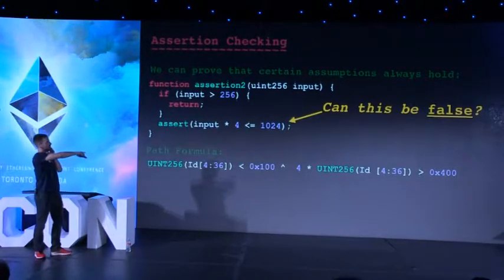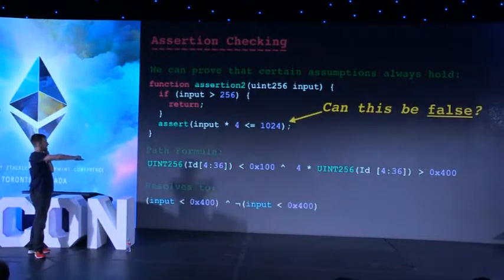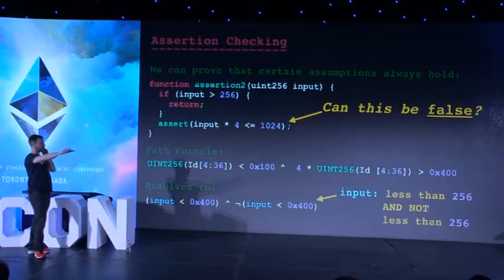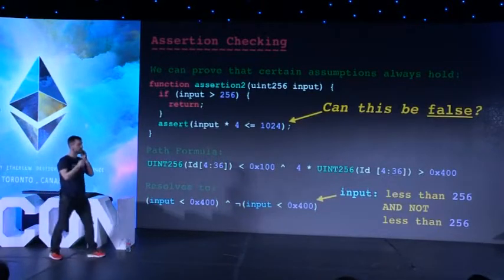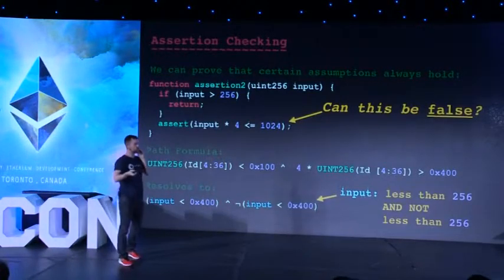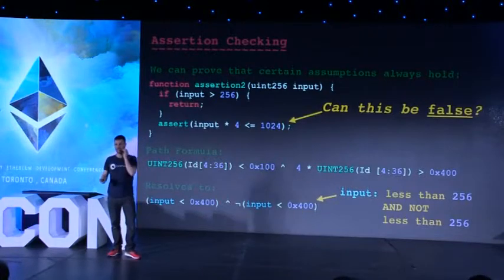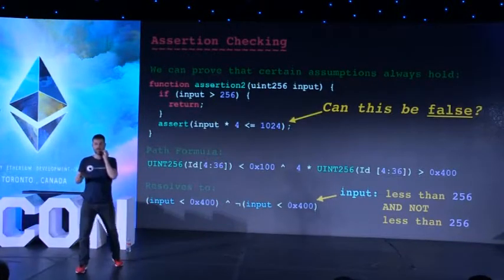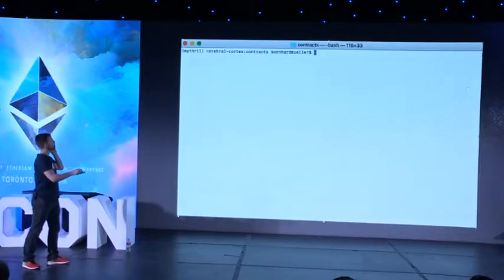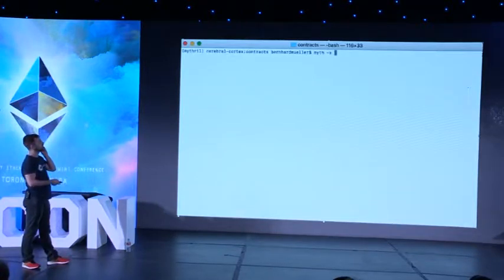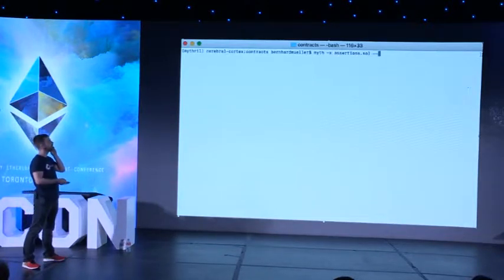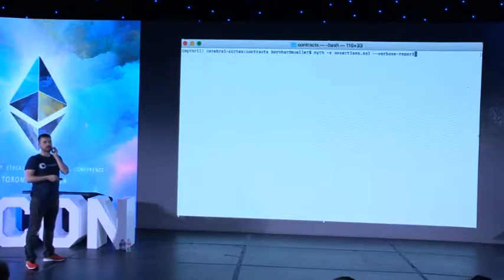So the path formula for it looks like this, which resolves to this logical statement, which really means that the input must be less than 256 and also not less than 256. Is that possible? Anybody? No. All right, so this is how we can do that analysis with these commands.